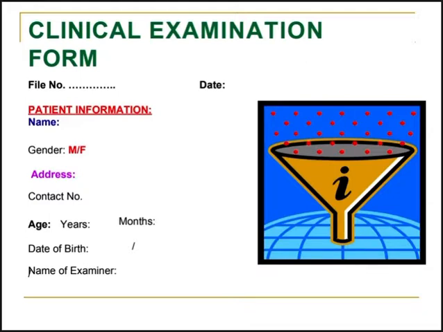Also the age has a significance. You have to mention the age. Then if the mother or the parent, the guardian, remembers the date of birth, that is very good, and you have to make a note of it. And of course, your own name, the name of the examiner. All this you will be recording on this form.